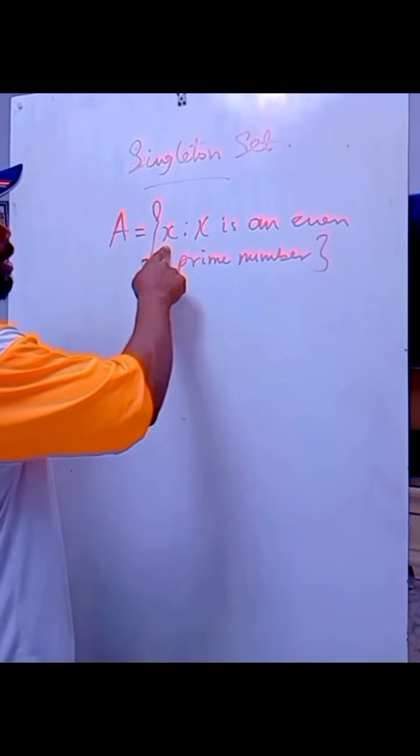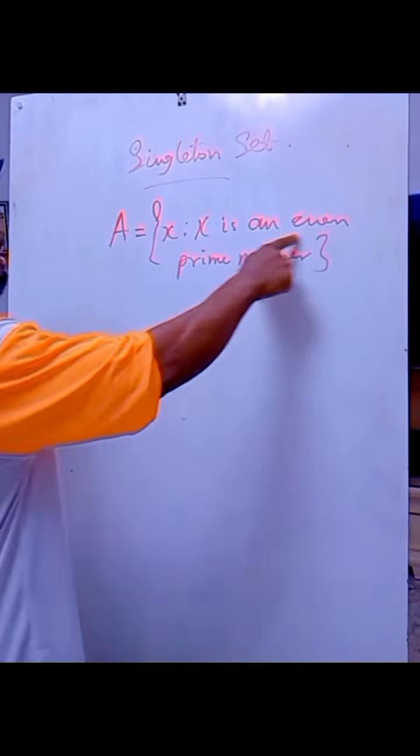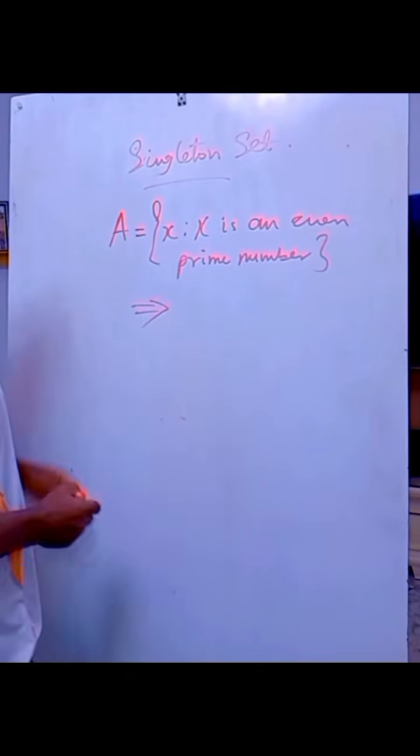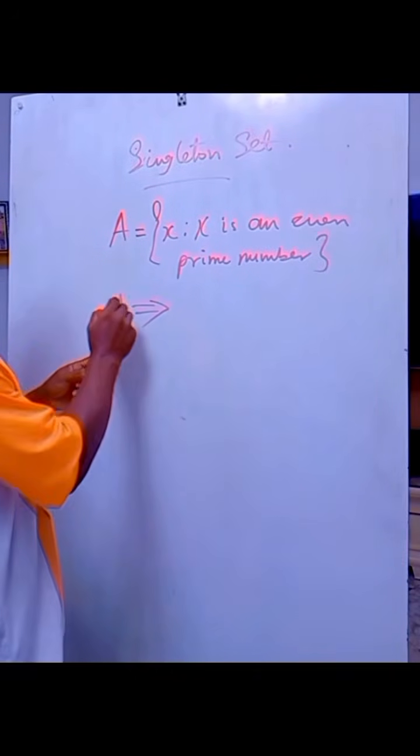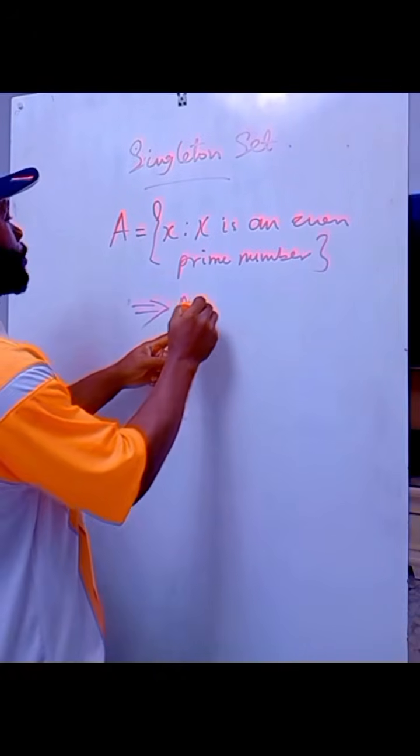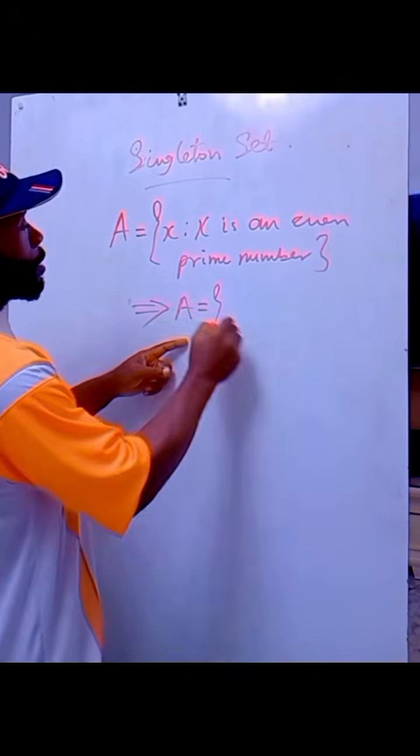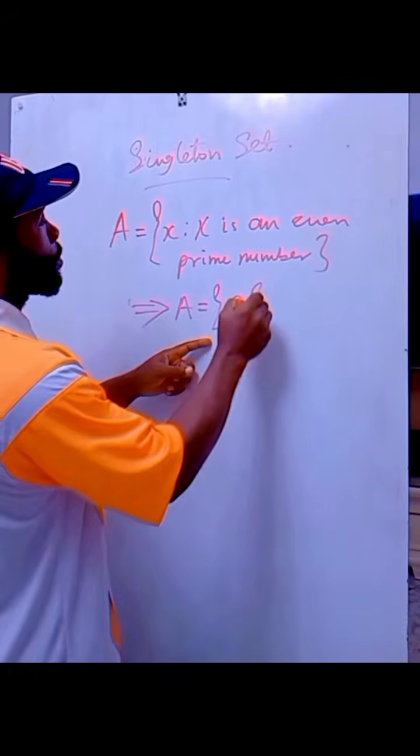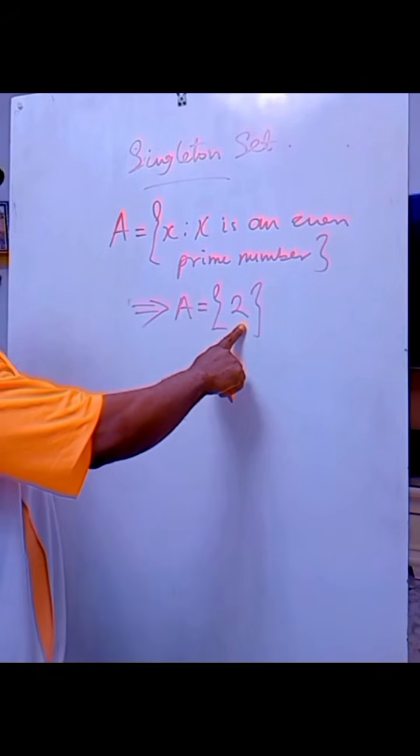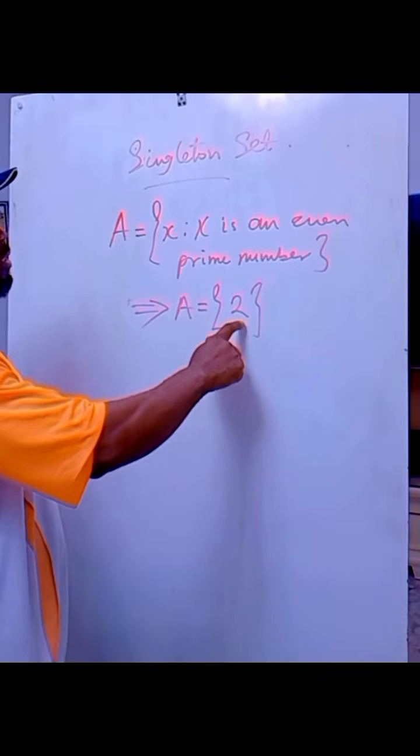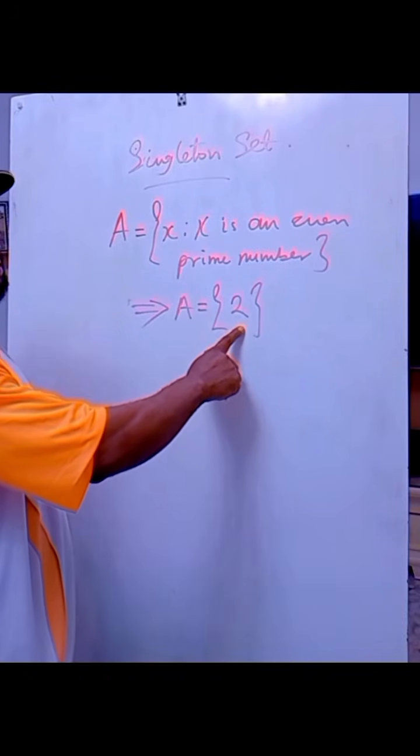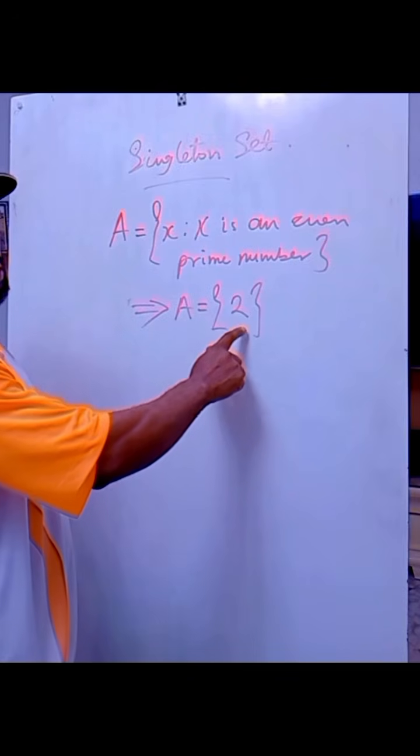Set A contains the element x, so that x is an even prime number. Now this implies that set A contains the element 2, because 2 is an even prime number. So this type of set that contains only one element inside it is a singleton set.